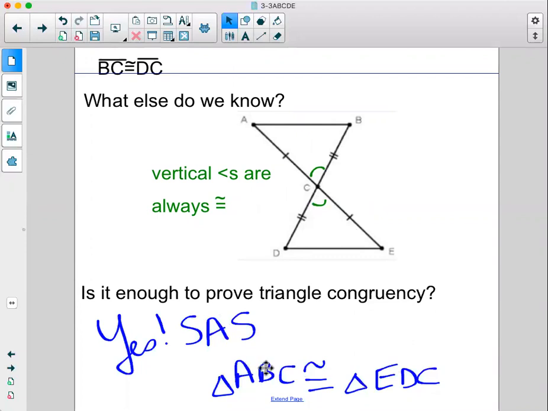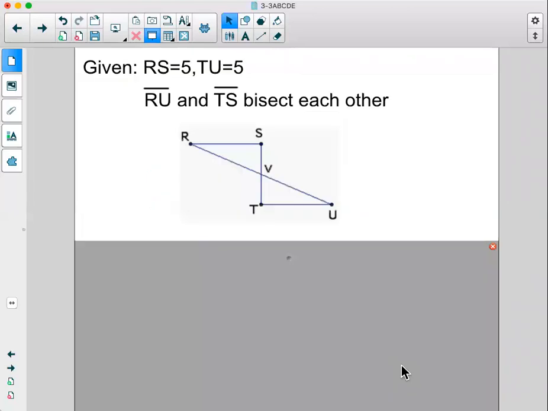Remember when you write your congruency statement that you have to line everything up just as it matches to its corresponding part. So ABC goes unmarked to one. So here we have to do unmarked to one: EDC. So now pause and try on your own paper and then press play for the solution.